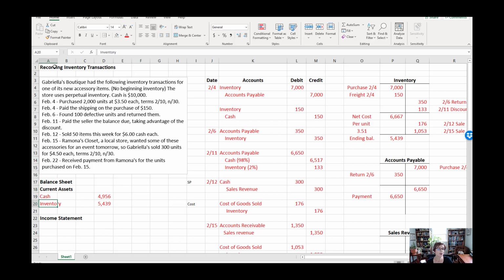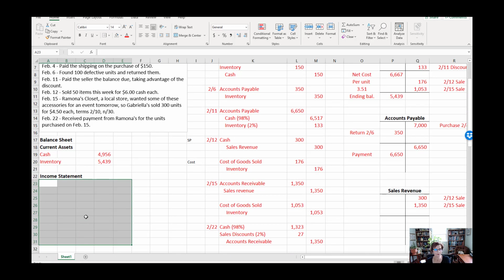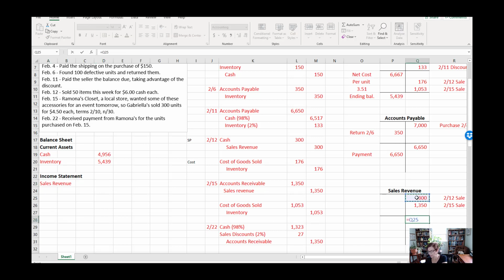Now, what's going to go on our income statement? Well, there's a couple things that show up on our income statement. First thing is sales revenue, right? And our sales revenue, let's total it up here. It's equal to these two things. Add it up. We had two sales. We had one for 300 and we had one for 1350. So our sales revenue, our ending balance is equal to 1650.